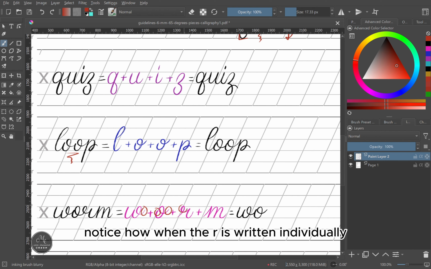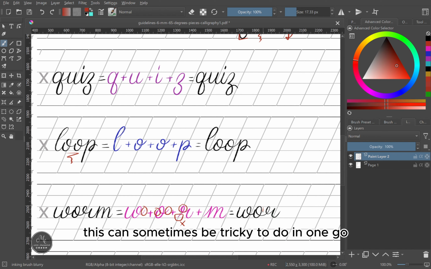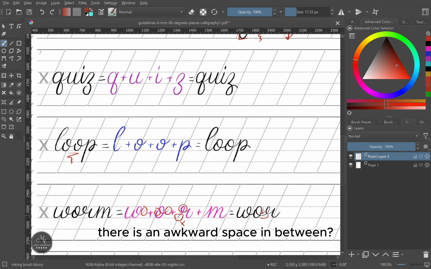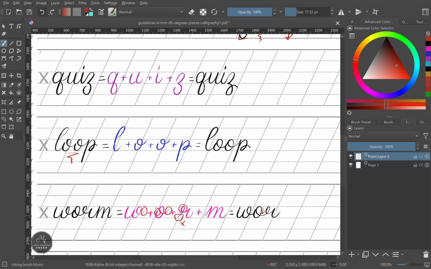Notice how when the R is written individually, the entrance stroke starts from the baseline. However, when we connect O and R together, we eliminate the entrance stroke and directly connect the O with the loop of R. This can sometimes be tricky to do in one go. See how even though I've connected the O and R together, there is an awkward space in between? The loop is too low and there is a gap between the two. Now, when I redo it, it looks much better.